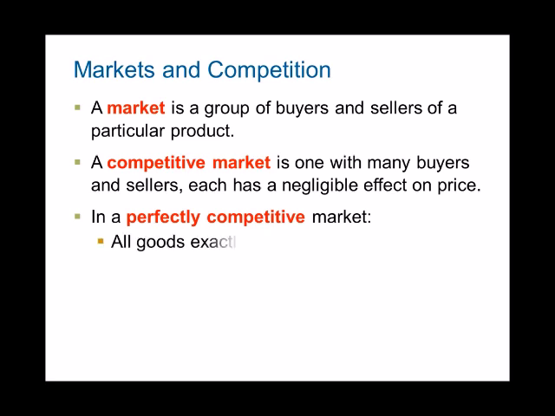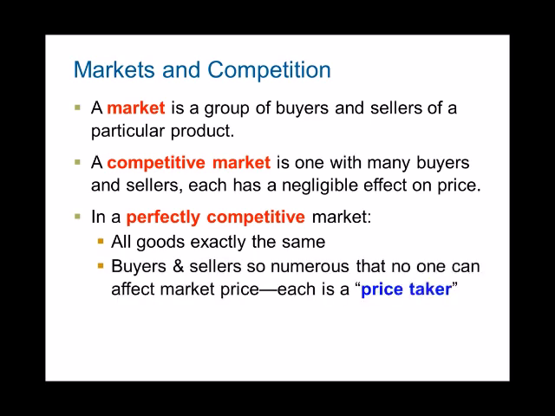So in a perfectly competitive market, we have some assumptions. All goods are exactly the same. So the bread made by Baker Joe is the same as the bread made by Baker Sarah. There is really nothing very different in quality or in composition of bread. So we assume that all goods are exactly the same.